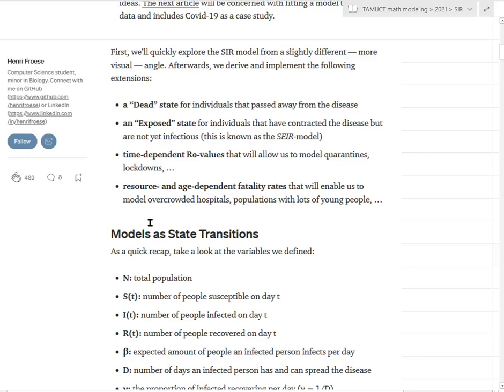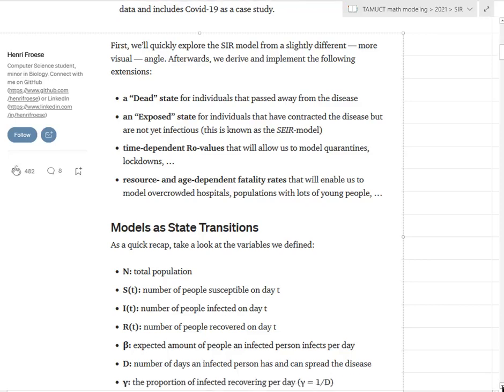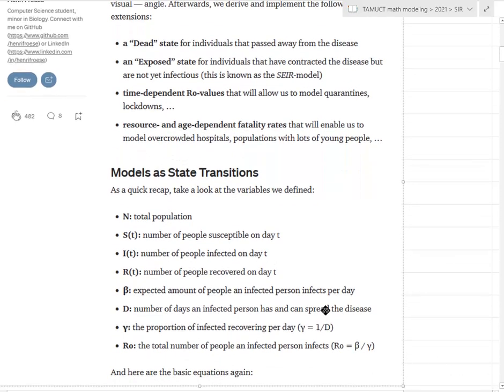All right. Now, when you program your model, you will have to use variables. Some of these are similar to what we had. N is total population. S is number of people susceptible on day t. I, number infected. R, number recovered. Okay. And this beta is expected amount of people an infected person infects per day. Now that's slightly different from the beta that we've seen before.